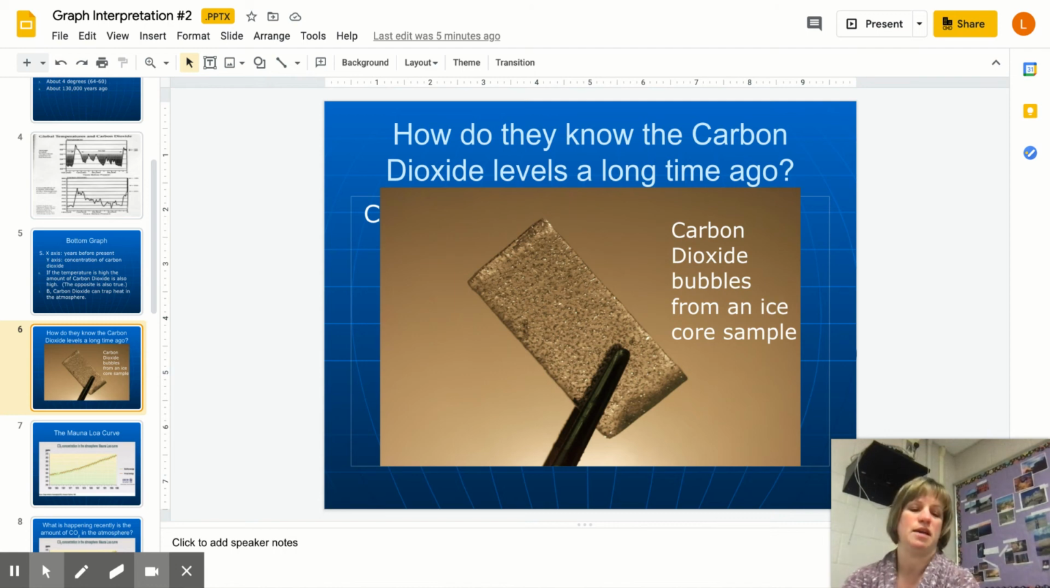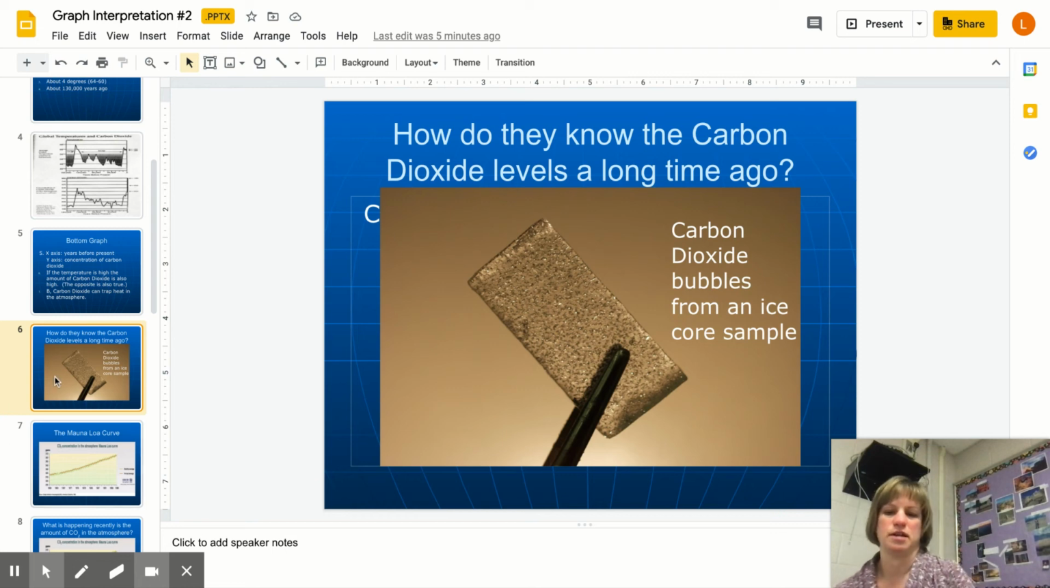So how do they even know carbon dioxide levels a long time ago? Check that out. This is a sliver of an ice core, and can you see that there are little bubbles that are trapped there? Not only do the thickness of the layers of ice core tell us ancient temperatures, but ice cores also have gases trapped in them, and scientists can analyze to find the concentration of these gases. Ice cores are a very valuable resource for us finding out about our planet.